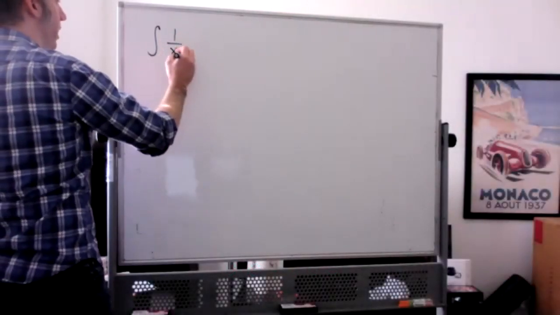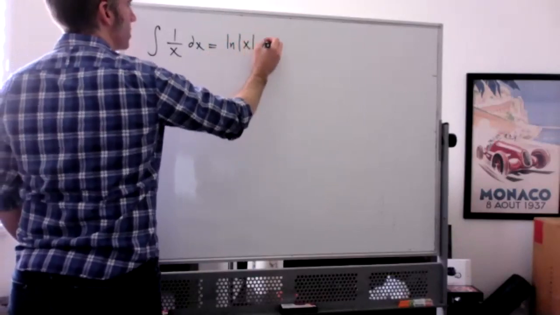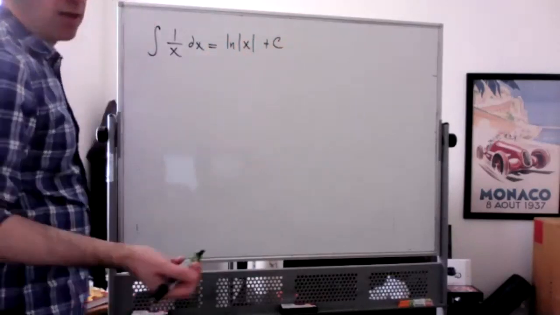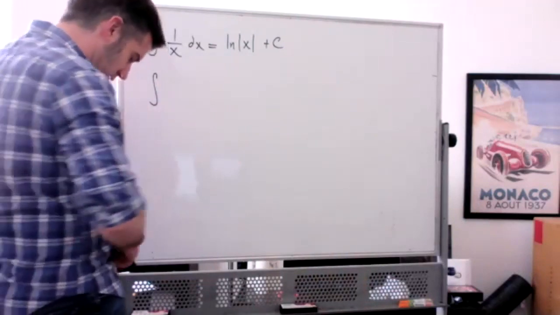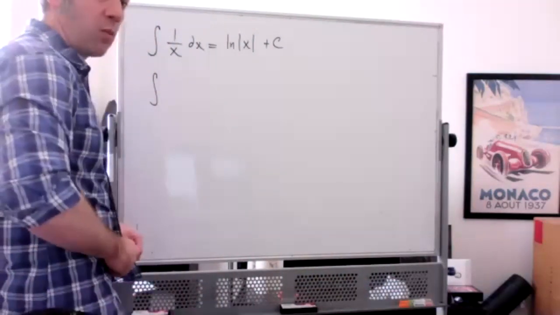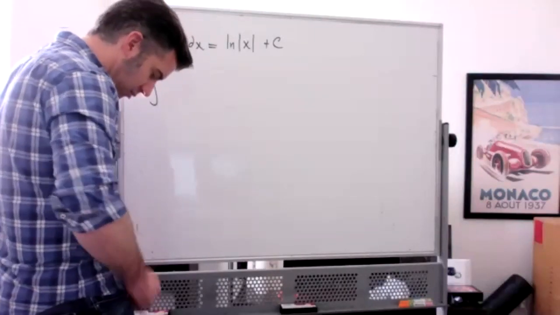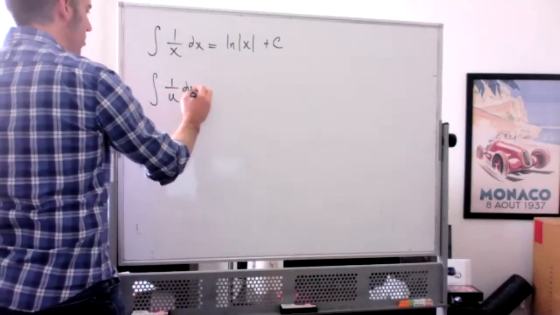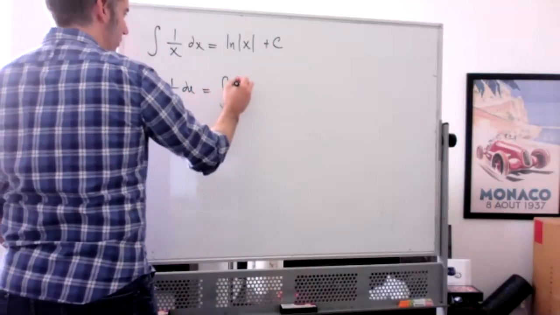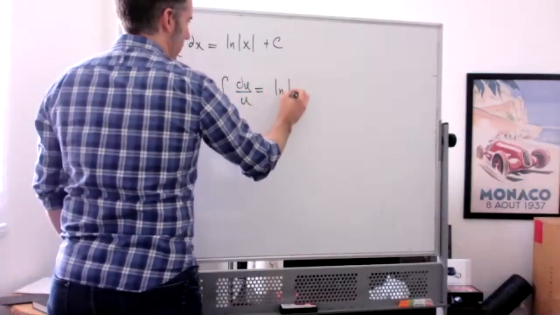The integral of 1 over x dx is equal to the natural log of the absolute value of x plus c. And more generally, if you're doing some u substitution, if you end up with the integral of 1 over u du, or the integral of du over u, that is equal to the natural log of the absolute value of u.